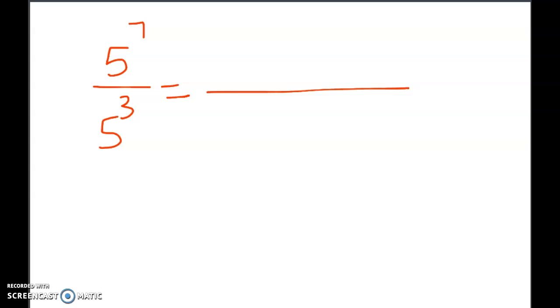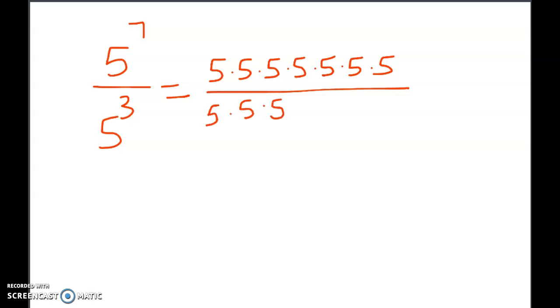And if we use our knowledge of how we expand 5 to the 7th power in factored form, that's what we would do first. So we would just do 7 copies of 5 being multiplied by each other. And then on the bottom, we would do the same thing, but this time we would do 3 copies of 5 being multiplied by each other. Can you guess what we're going to do next? That's right, we're going to create our giant ones.